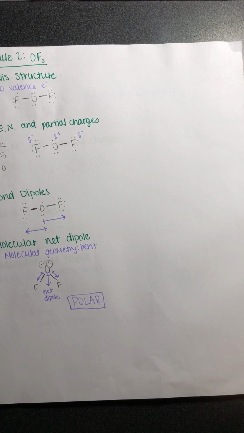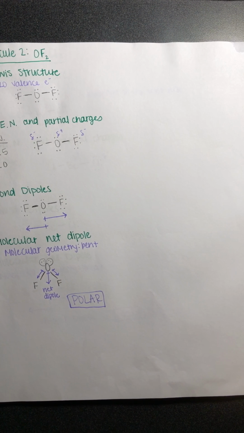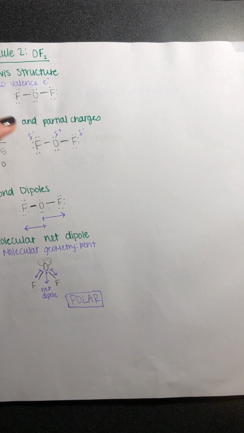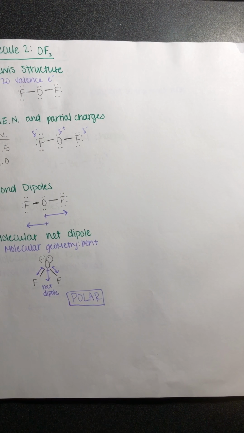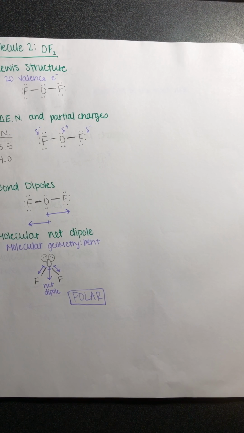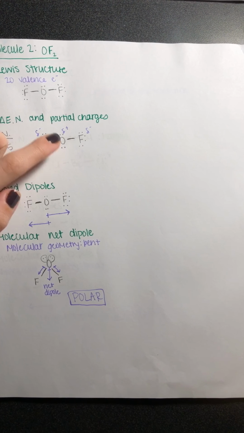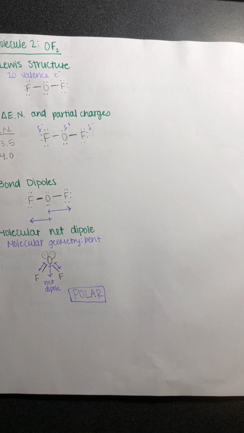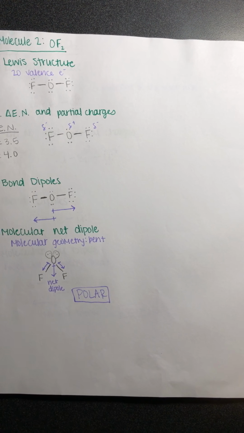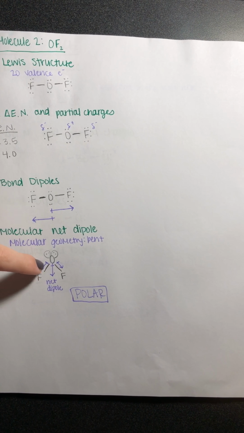Now let's look at the bond dipole. The highest electronegative atom, which is F, will have partial negative charges because the electrons drift towards the atom with the highest electronegativity. This means there will be a partial positive charge on the O atom. The bond dipoles are going to look like this. In order to find out whether the bond dipoles cancel or not, we have to look at the 4 domains around the center atom.